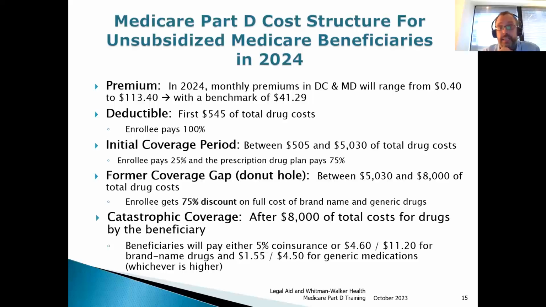There is a deductible of $545 of total drug costs. The enrollee will pay 100% of that cost. But again, someone who's enrolled in low-income subsidy or QMB does not have to pay that deductible. During the initial coverage period, the enrollee is responsible for 25% of the cost of their medications. The initial coverage period is when medication total cost is between $505 and $5,030, and these amounts change each year.